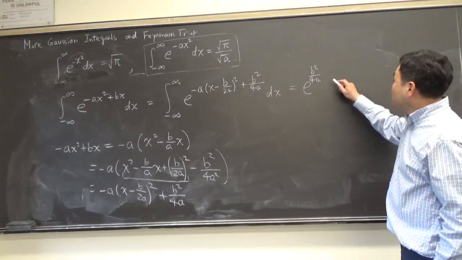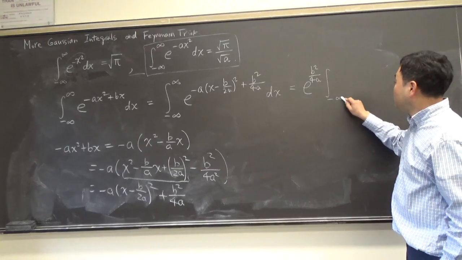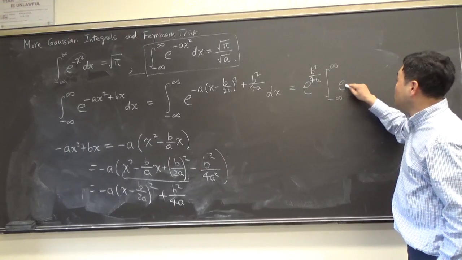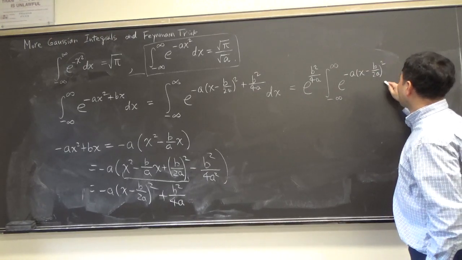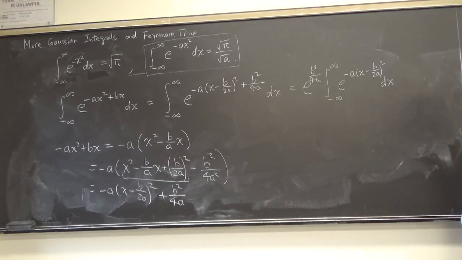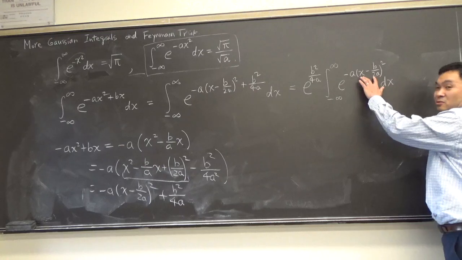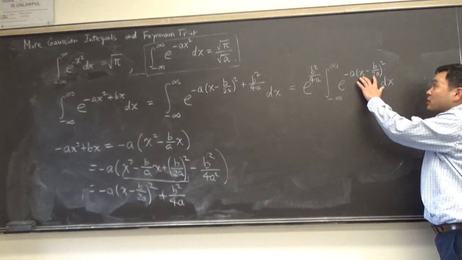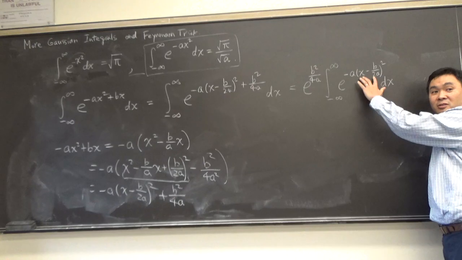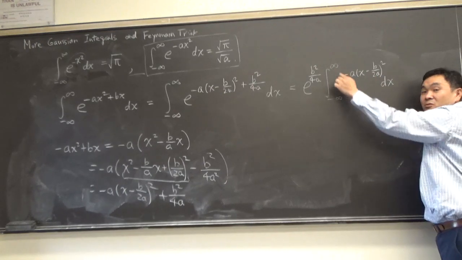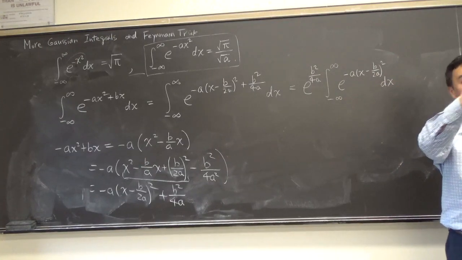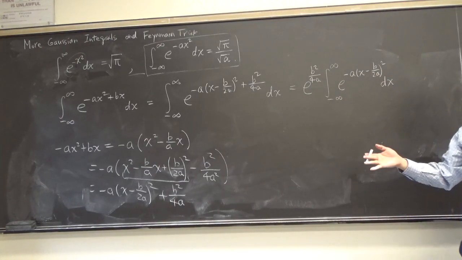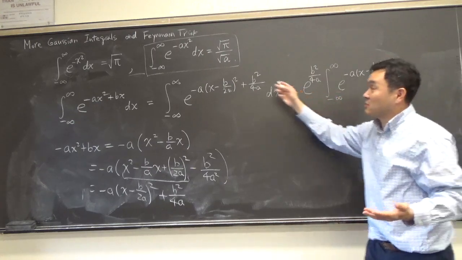All right, times the integral from negative infinity to infinity of e to the negative a times x minus b over 2a, squared, dx. Okay. Now, if you think about what this is, it's just x shifted right by b over 2a. That's what it is, right? But since the interval is from negative infinity to infinity, even if you shift the graph this way, the area under the curve will be nonetheless the same. So this integral will be the same as that.